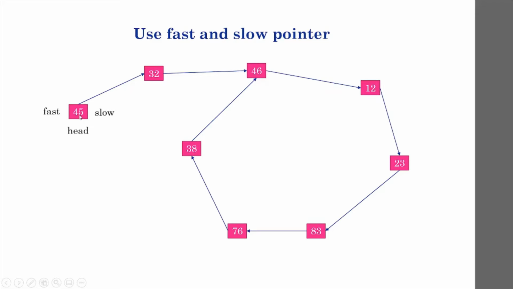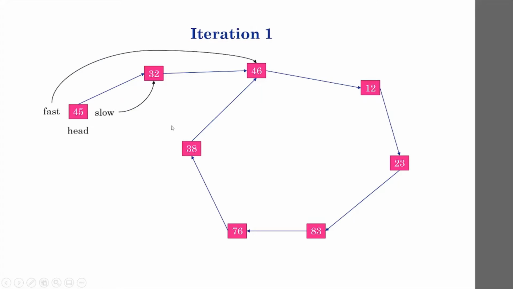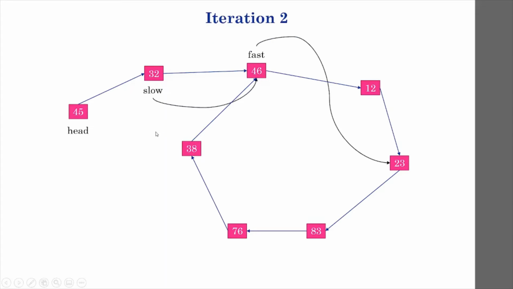Now we know for every iteration, the fast pointer is incremented by two values and the slow pointer is incremented by one value. So in iteration 1, the fast pointer is incremented by two values and the slow pointer by one value. Now fast is pointing to 46 and slow is pointing to 32. Again for iteration 2, the fast is incremented by two values and slow by one value. So slow is pointing to 46 and fast is pointing to 23.